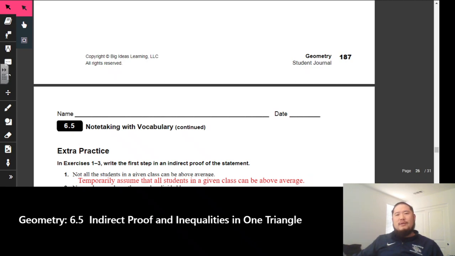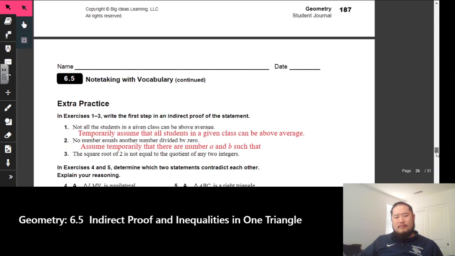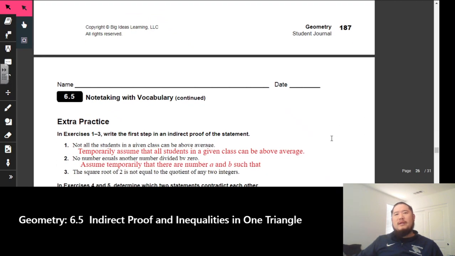Take a look at number 2. It says no number equals another number divided by 0. So once again, we start off, we'll say temporarily assume, and then we could say that there are numbers A and B such that what? We can go ahead and say right here, think about how we could justify or talk about this statement. No number equals another number divided by 0. So they're saying no number, we could say A is equal, so no number equals another number divided by 0. So how about we could say A is equal to this another number divided by 0.